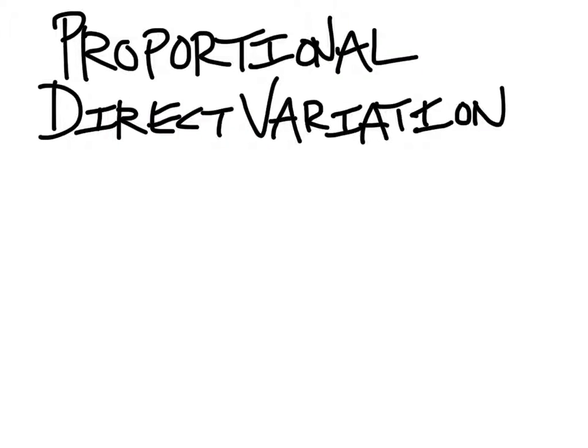So proportional means it's the same thing as direct variation. So if you see direct variation, just think proportional, all right? Again, we have so many names for the same thing in math because it helps to confuse people and it makes us look really smart, right?